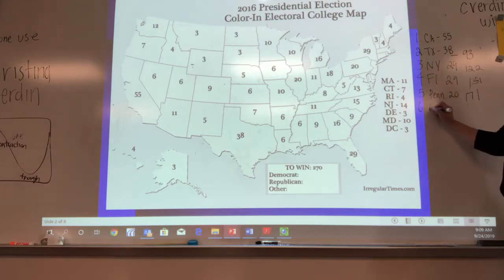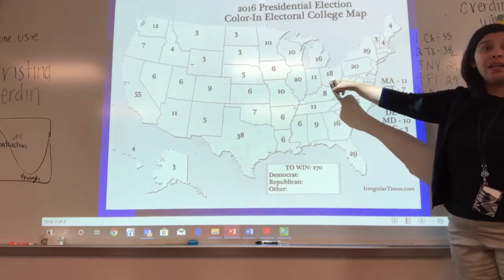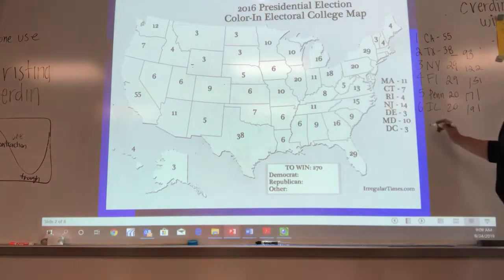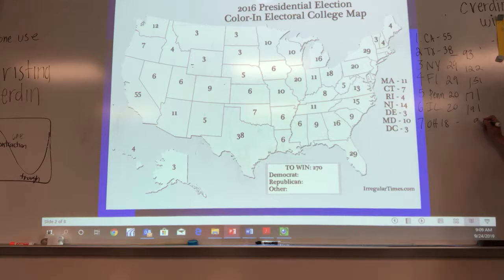And then I have Illinois, that's 20. And then Georgia. Wait, Ohio. Ohio, right? 18. And there's a hint about Ohio. However, Ohio votes is usually who wins the election. So they're always gonna go there, and campaign the longest there. What is it, 209?